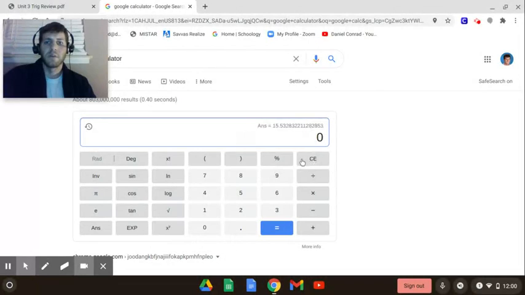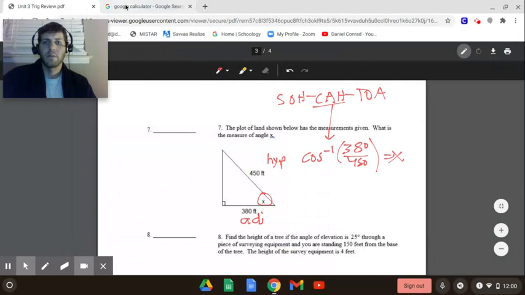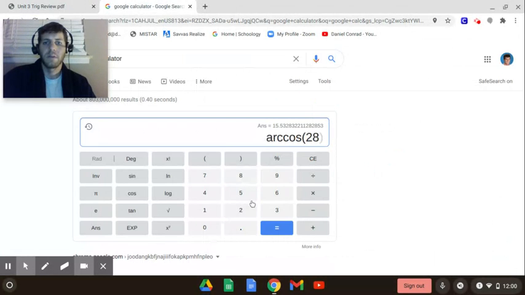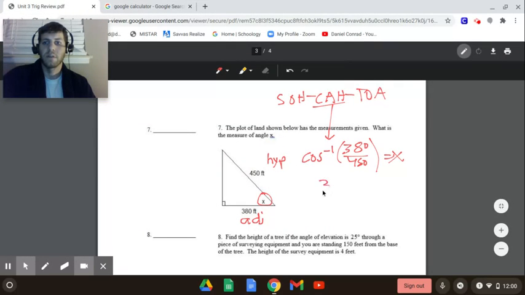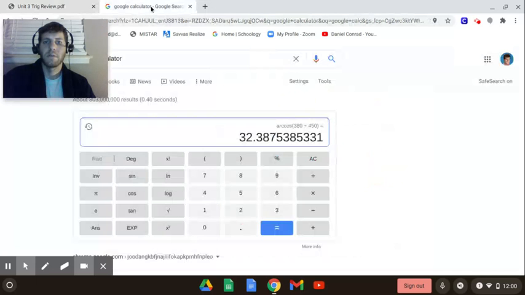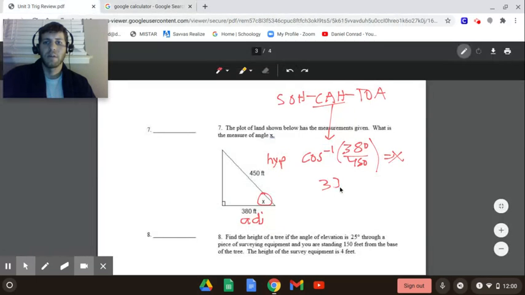So if we input inverse cosine of 380 divided by 450, that's going to give us 32.4 degrees. So 32.4 degrees. We use inverse because we're solving for an angle.